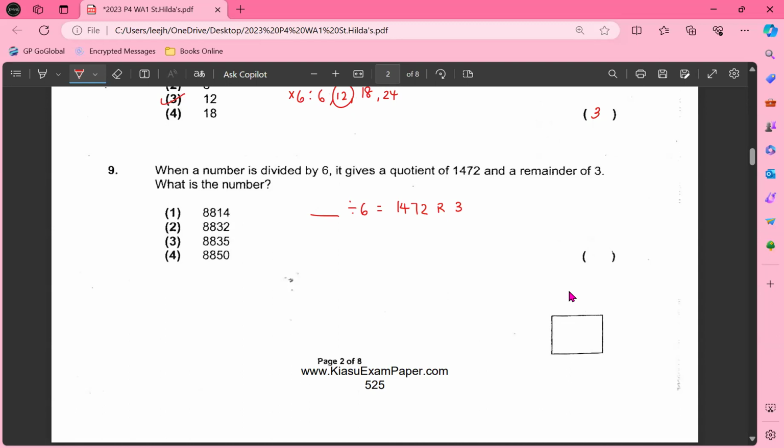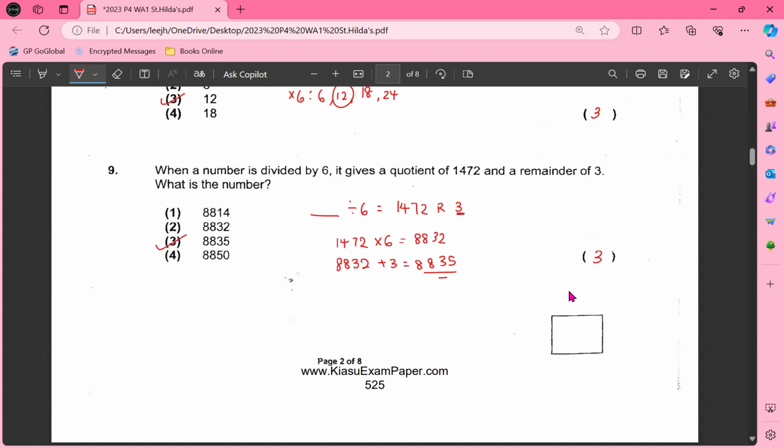So that means when you divide this unknown number by 6, the most number of groups of 6 you can get is 1,472 groups of 6 and a remainder of 3. Remember the remainder, you cannot add it in first. You always settle the remainder at the end. So what is 1,472 groups of 6? I multiply, and I will get 8,832. But this is not my final answer because there's still a remainder of 3 to consider. So I have to add the remainder 3 to 8,832. It plus 3 is 8,835. Your answer is number 3.